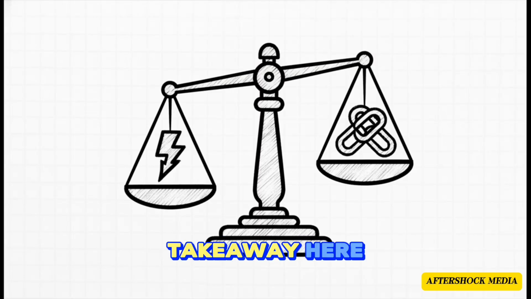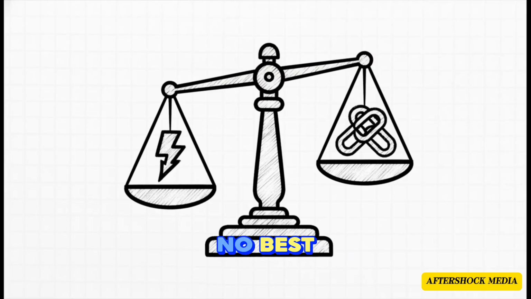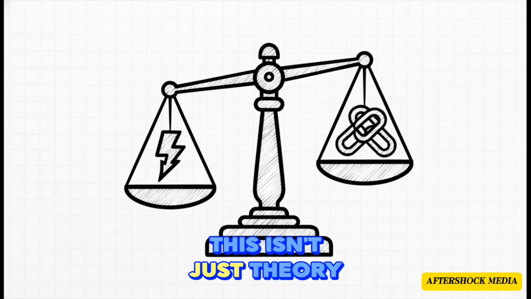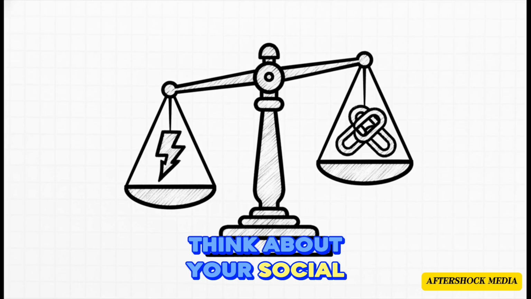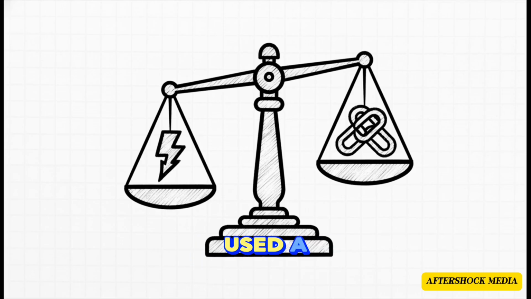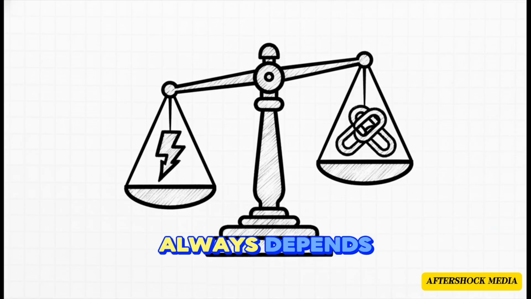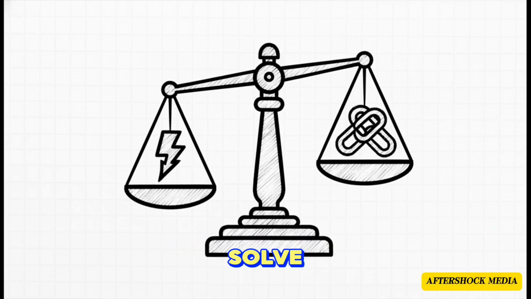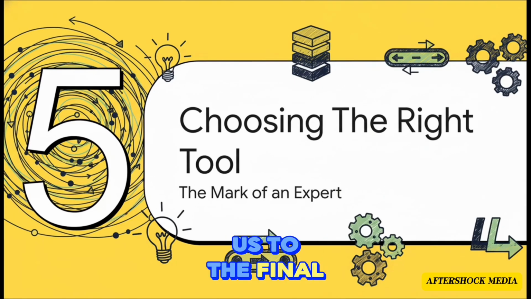So what's the big takeaway here? Is that there is no best data structure. It's always about trade-offs. This isn't just theory either. Think about your social media feed. If the developers used a structure that was slow for insertions, you'd feel that annoying little lag every single time you pulled a refresh. On the other hand, if they used one that was slow for access, trying to find a post from a year ago would take forever. The choice always depends on the problem you're trying to solve. And that really brings us to the final and most important point of all this.